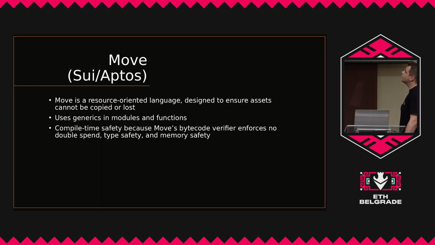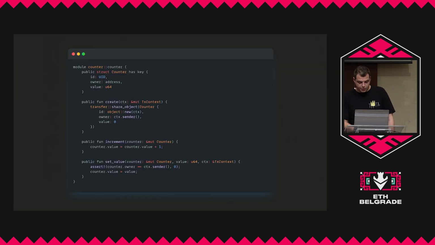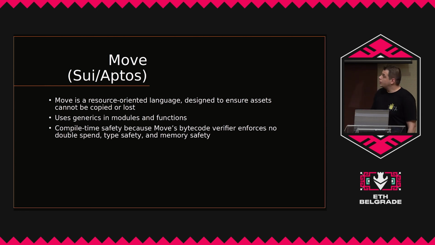Next is Move. Move is a smart contract language designed for many blockchains, but currently adopted by Sui and Aptos. Move is a resource-oriented language, and it's designed to ensure that assets cannot be destroyed or copied. It uses generics in modules and functions.